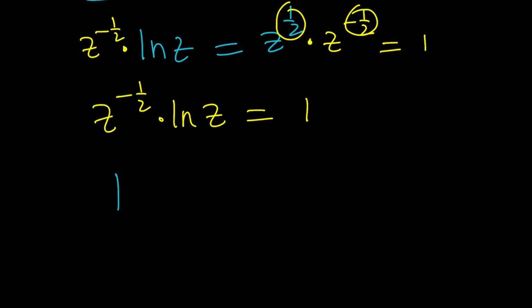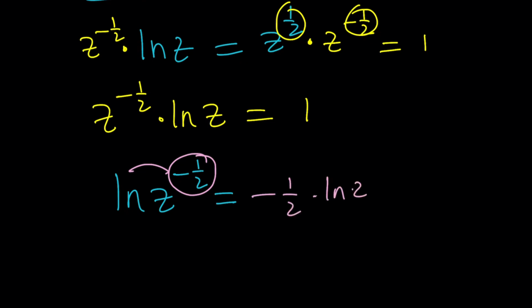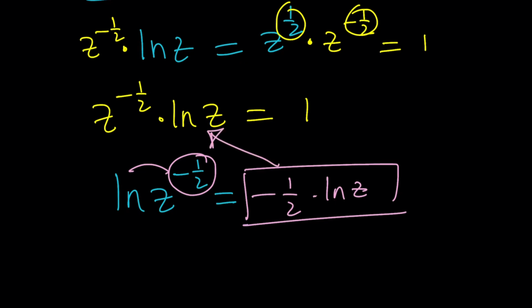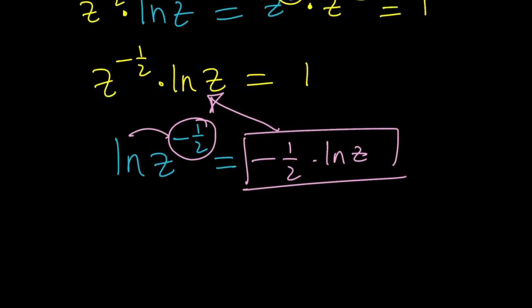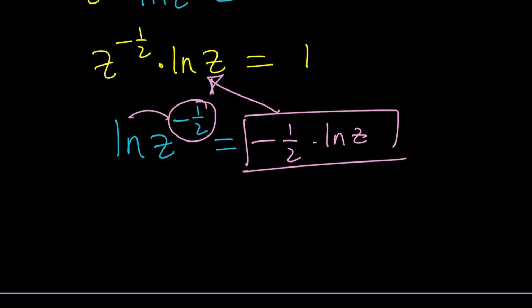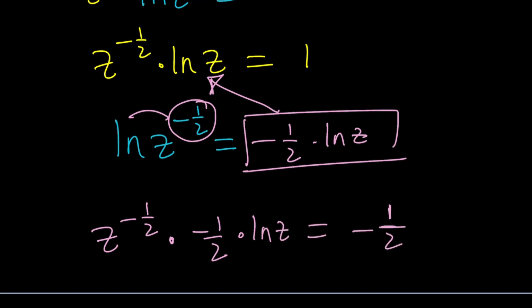What is ln z to the power negative 1/2? Just imagine what would happen if z had that power. It would just mean that this could be moved and written as negative 1/2 times ln z. So that's exactly what I need. You see that? I do need to multiply both sides by -1/2, and that'll do the trick. So it's all about tricks, or about math and magic. So z to the power -1/2 times -1/2 times ln z equals -1/2, because 1 times -1/2 is -1/2.